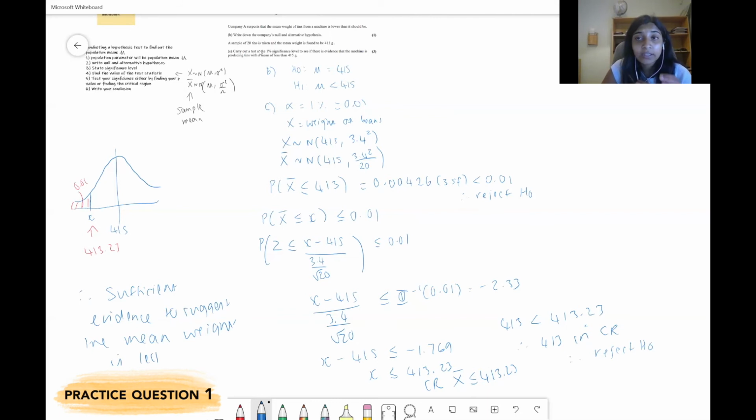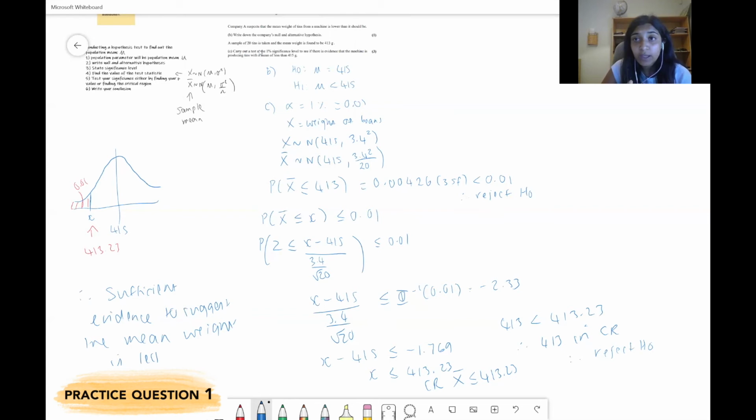And if the p-value that you get is less than your significance level, you reject your null hypothesis. If it's more, then you don't reject your null hypothesis. So that's the p-value method.